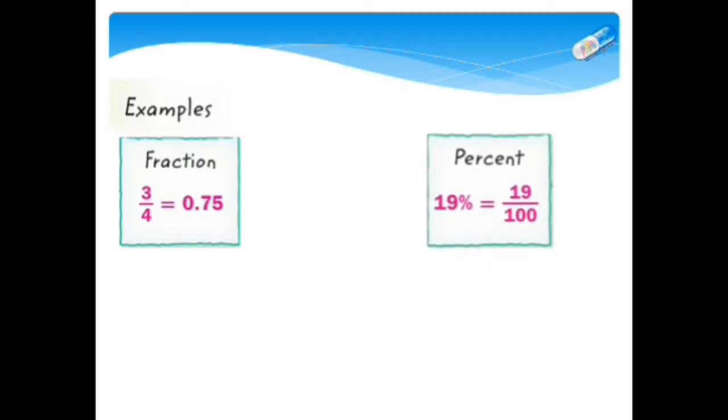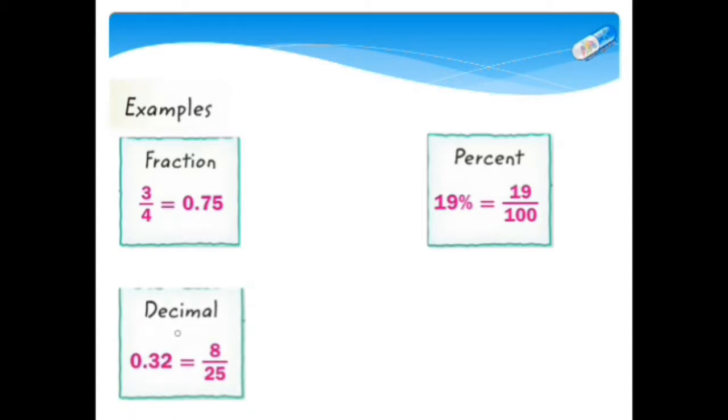Another example for a rational number is the percent. Why is a percent a rational number? Because, for example, if we have 19%, 19% can be written as a fraction or a ratio between two integers, 19 over 100. So in this case, we name it a rational number.